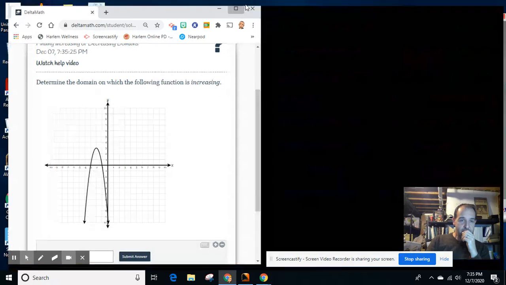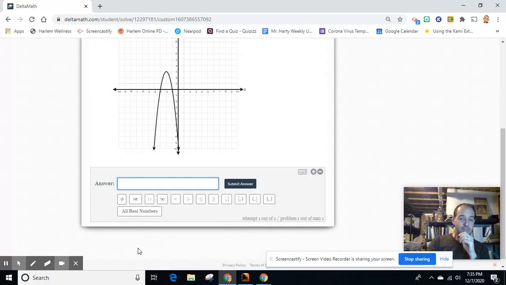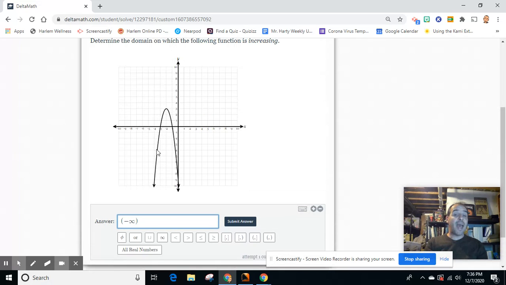All right. Determine the domain on which the following function is increasing. Okay. Domain is x values. Okay. Increasing. Where is it going up? Well, from here until I get to my maximum right there. So it's increasing from negative infinity, because I'm starting here at the left. Again, domain is x value. What's the x value at my peak right here? -2.